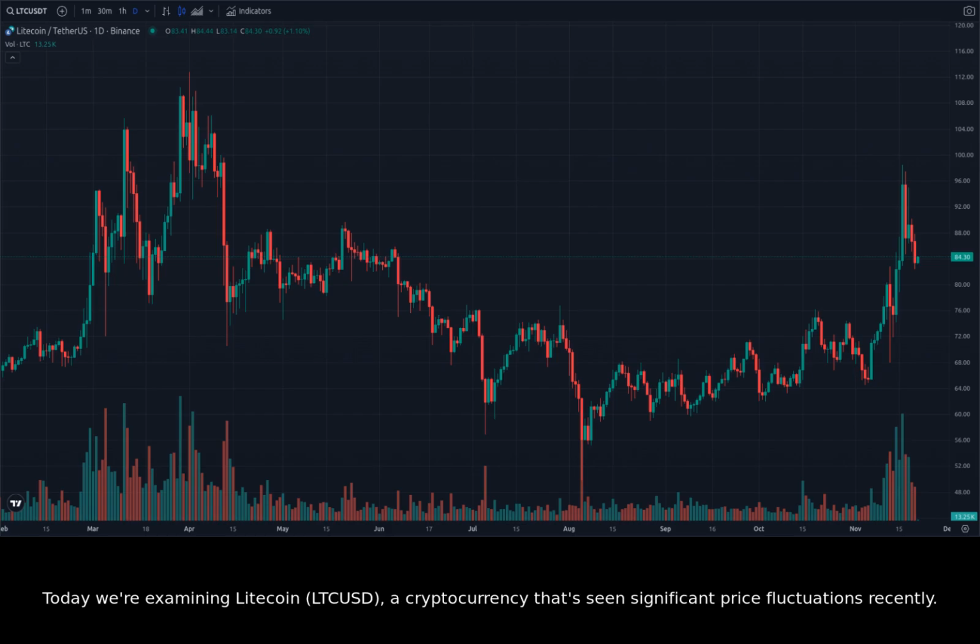Today we're examining Litecoin, LTCUSD, a cryptocurrency that's seen significant price fluctuations recently. Let's start by reviewing current events that may be affecting Litecoin's price. Recent news suggests increased interest in Litecoin due to a potential spot ETF filing and Bitcoin's recent price surge. However, conflicting reports indicate a possible price drop due to various market factors. We'll now move to the charts to correlate these news events with the price action.